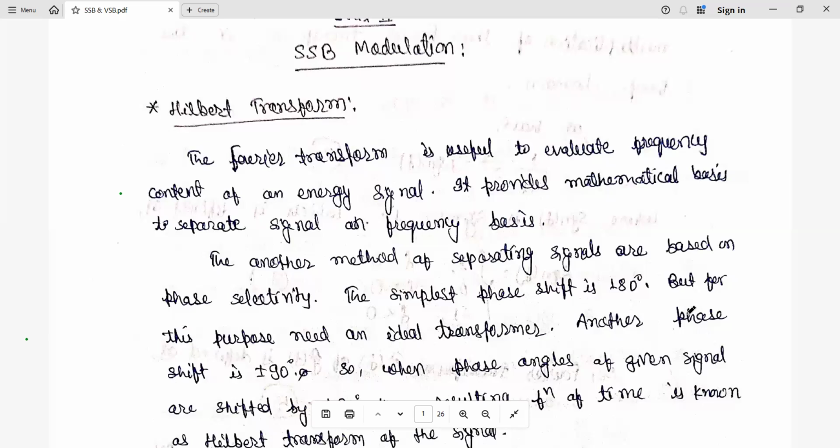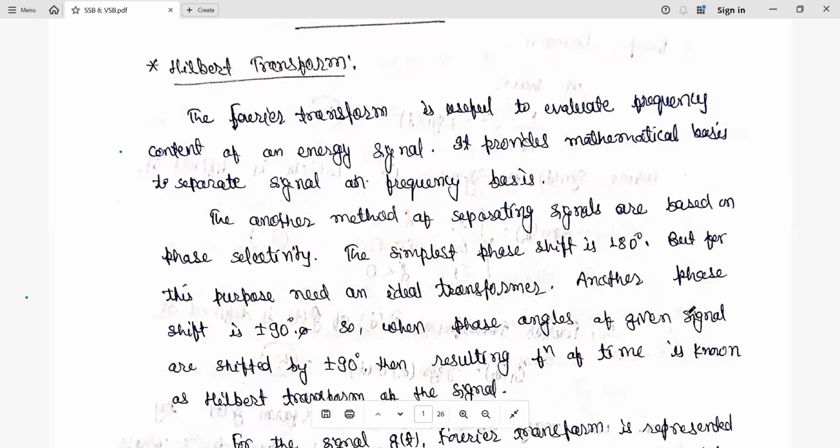Okay. So now we have, first of all, the Hilbert transform. Already you are aware of the Fourier transform. So what is the use of the Fourier transform? There you represent the signal from the time domain into the frequency domain, and you try to find the energy content of the signal. That is the main basis on which we are able to separate the signals, so the parameter is the frequency.